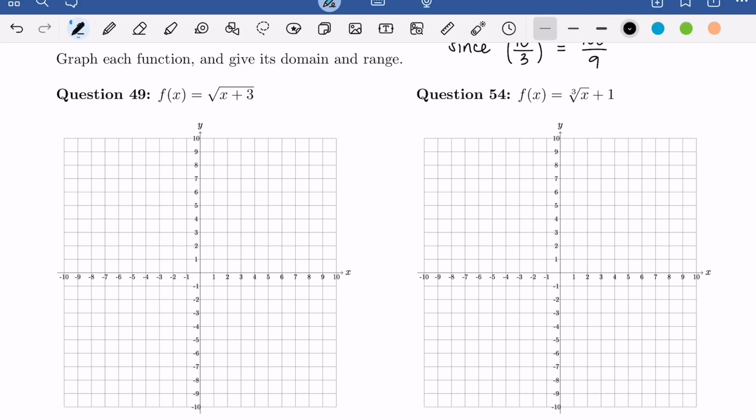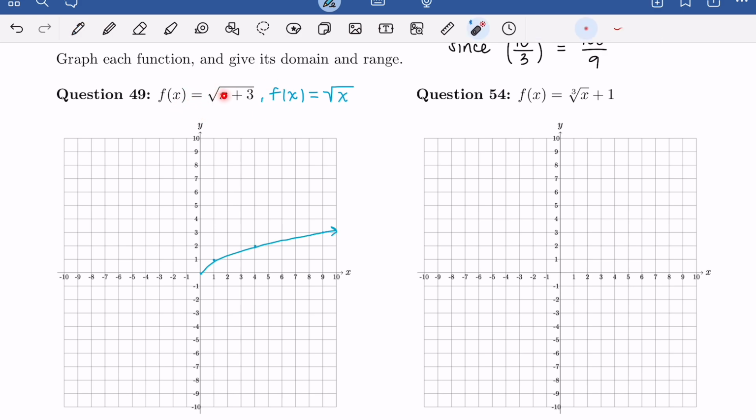Well, when we're graphing these square root functions, the first thing that we actually want to do is identify the parent function in this case. So the parent function in this case is going to be the square root of x, and if we were to graph this, let's graph it in blue here, it would look something like this. This would be our square root function.